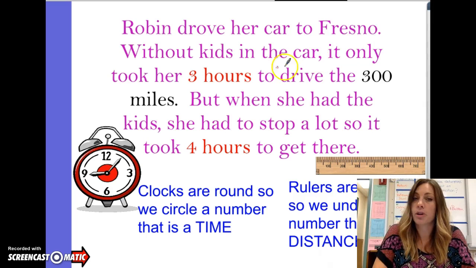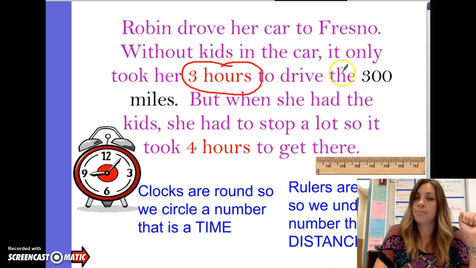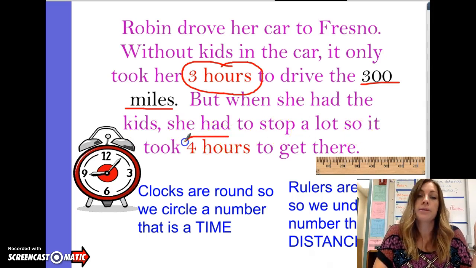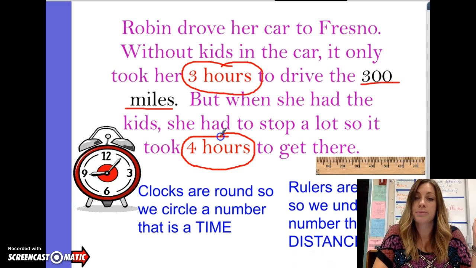Robin took her car to Fresno. Without the kids in the car, it only took her 3 hours. Hours is a time, so we'll circle it because clocks are round. And it took her 3 hours to drive the 300 miles. 300 miles is a distance. Rulers are straight, so we underline it. But when she had the kids, she had to stop a lot, so it took her 4 hours to get there. 4 hours is a time, so we circle.